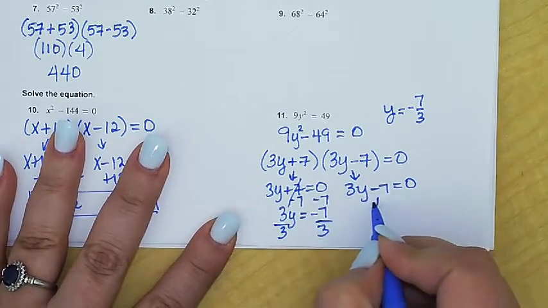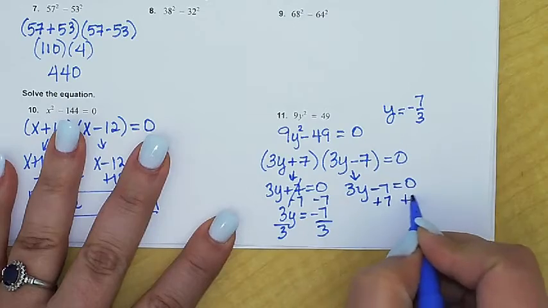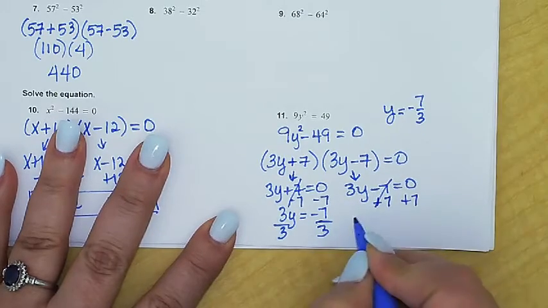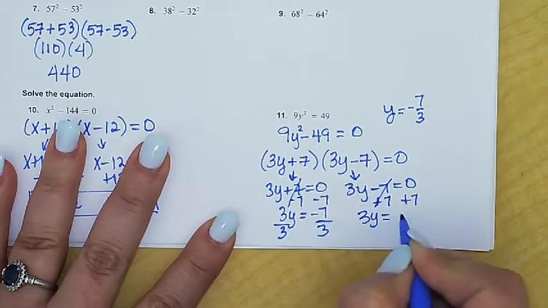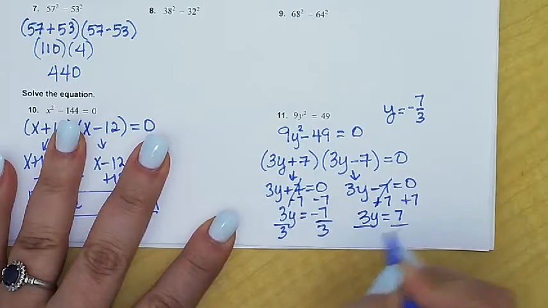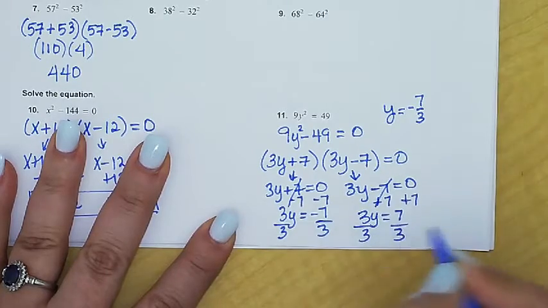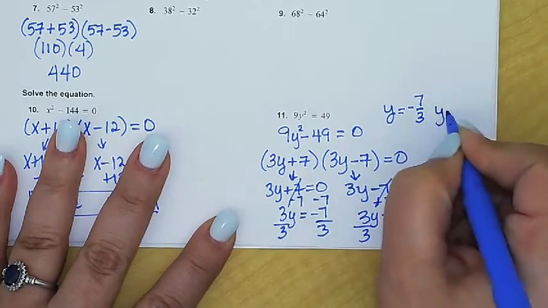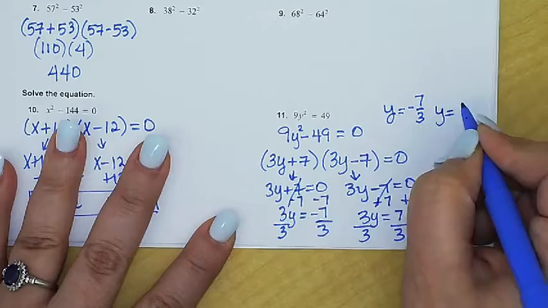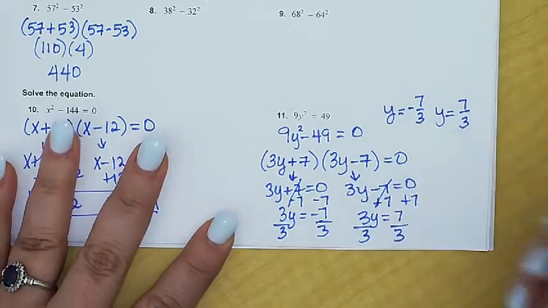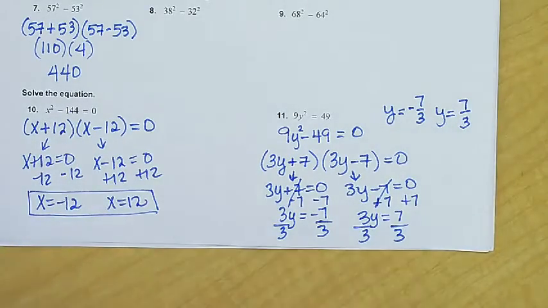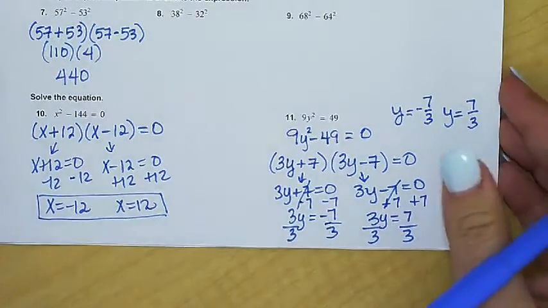And on this side, we would add 7. Something similar is going to happen, just the signs are slightly different. And then we'll have 3y equals +7. We'll divide by 3 on both sides. And then the other solution is also +7 divided by 3. And we'll just leave that as a fraction. Okay. All right. That is difference of squares.